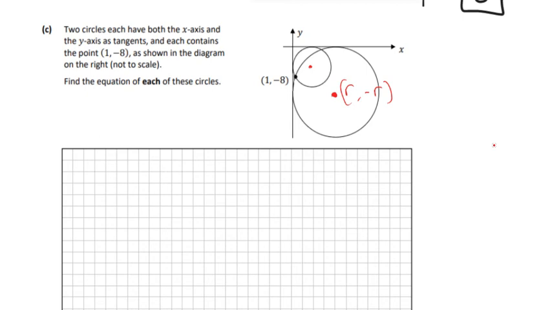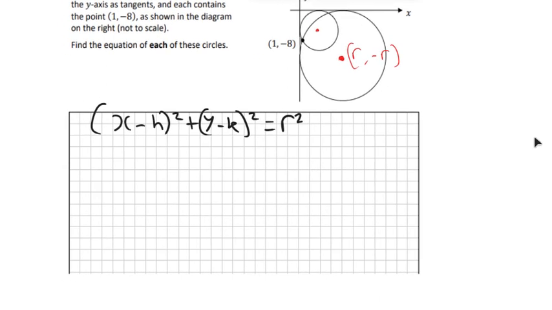You have to go r and then minus r, so we can use that, and the point (1, -8) is on the circle. So let's just write down the equation of the circle: (x - h) squared plus (y - k) squared equals r squared. I'm going to sub in r and minus r instead of h and k. So (x - r) squared plus (y - r) squared equals r squared.